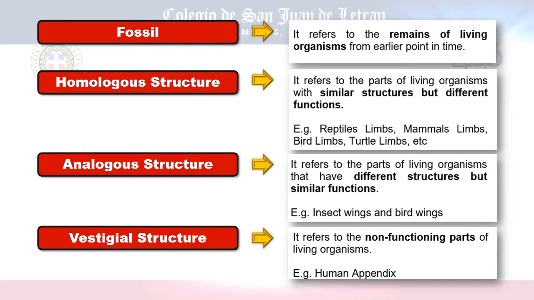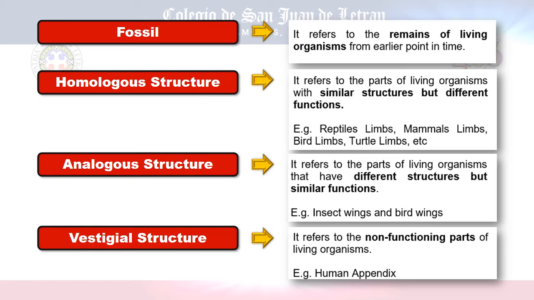Next, homologous structure. What is homologous structure? It is an example of an organ or bone with similar underlying anatomical features found in different animals. These structures support the idea that different animals descend from a common ancestor and serve as evidence of evolution. Examples of this are reptiles' limbs, mammals' limbs, and birds' limbs.